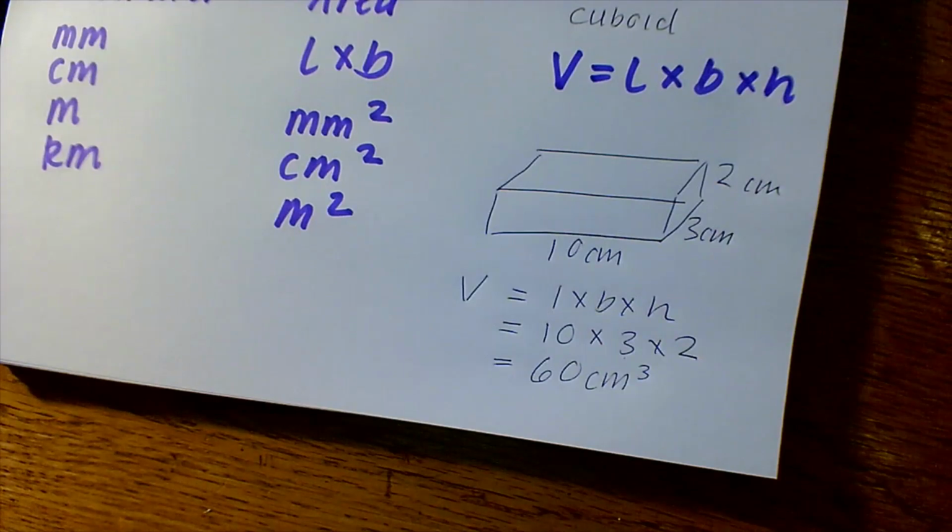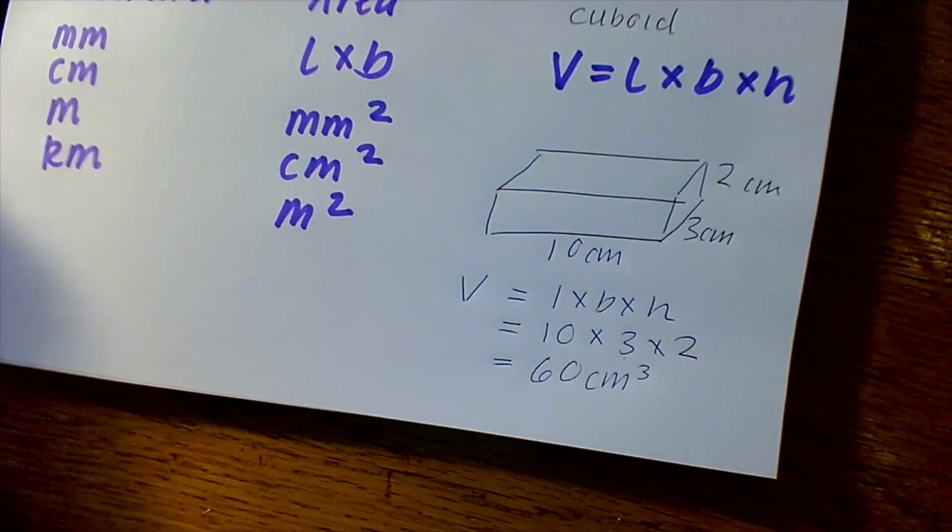Okay, so we're going to start working on volume now, and we'll do a wee bit revision about cuboids, and then we'll move on and extend your knowledge of volume to finding the volume of other shapes, like for example a cylinder or a triangular prism. Okay.